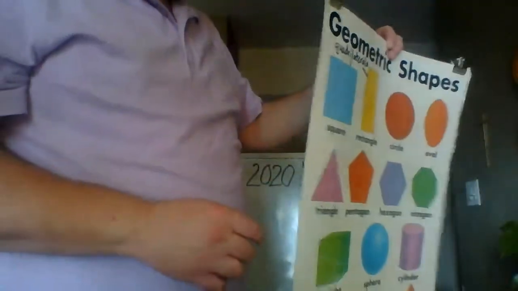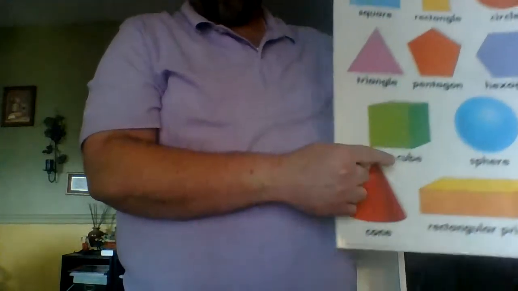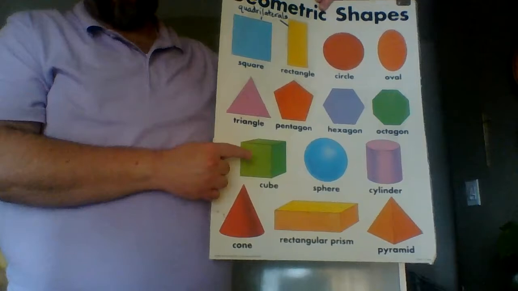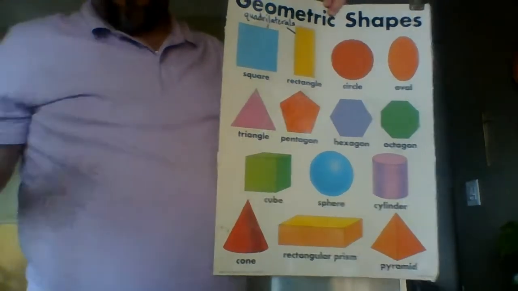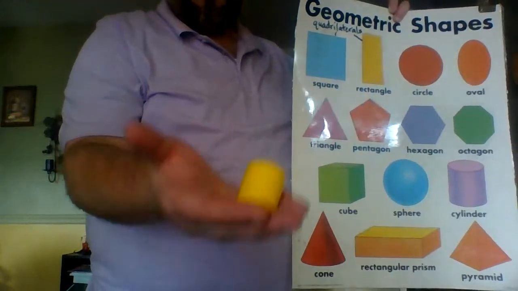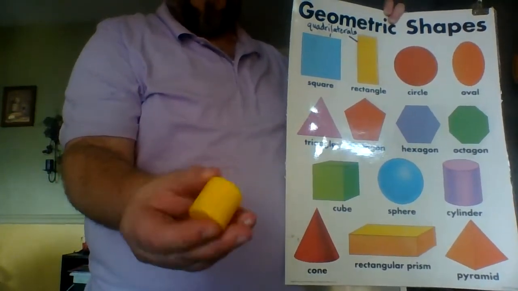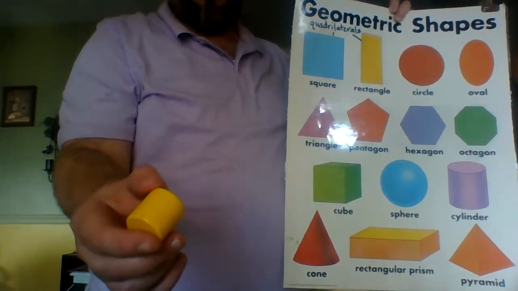Okay? So two-dimensional shapes, only length and width. Three-dimensional shapes have length, width, and height. So they have thickness. There's an example of a cylinder right here. It has length and width, and it also has height. 3 dimensions.